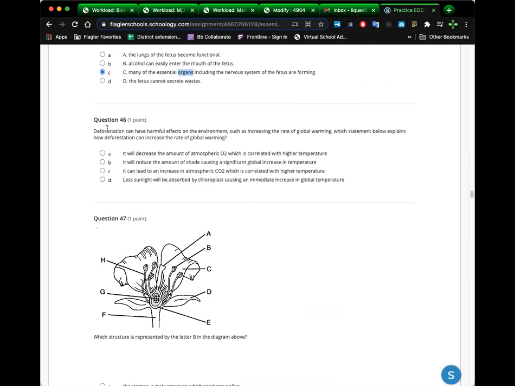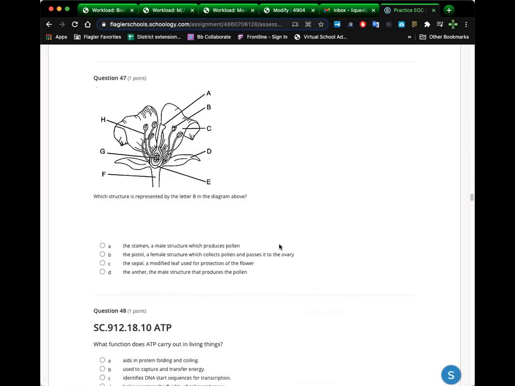Deforestation is cutting down trees that normally take in carbon dioxide. So if the trees are not there to absorb it, the carbon dioxide will increase. Okay, and then higher CO2 correlates with higher temperatures, global warming, all that. And on top of that, if you take the trees down and burn them, it also gives off CO2.